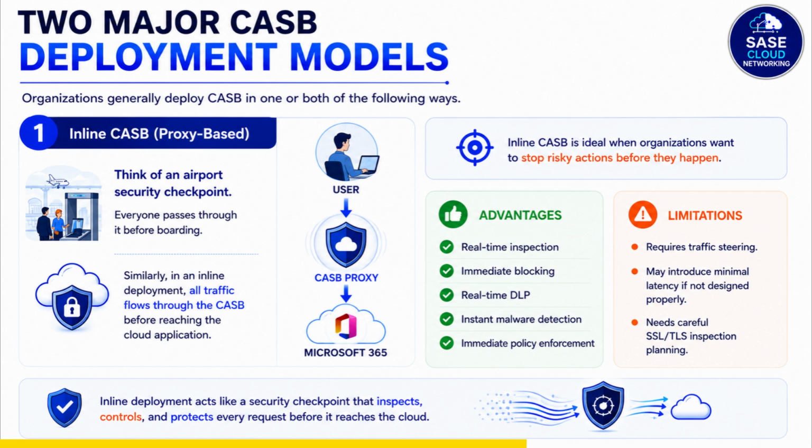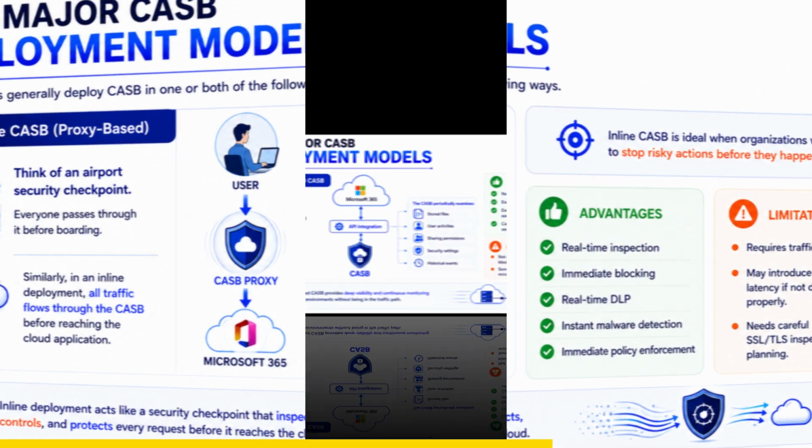Advantages. Real-time inspection, immediate blocking, real-time DLP, instant malware detection, immediate policy enforcement. Limitations. Requires traffic steering. May introduce minimal latency if not designed properly. Needs careful SSL/TLS inspection planning. Inline CASB is ideal when organizations want to stop risky actions before they happen.